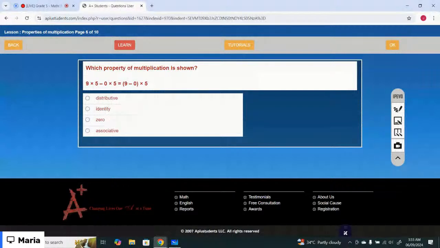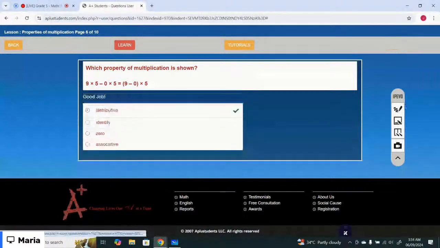Keep this very important thing in your mind. Whenever you have more than one operation in the equation, that is known as the distributive property. So here you can see you have multiplication and subtraction, right? So distributive, option number one is the correct option.